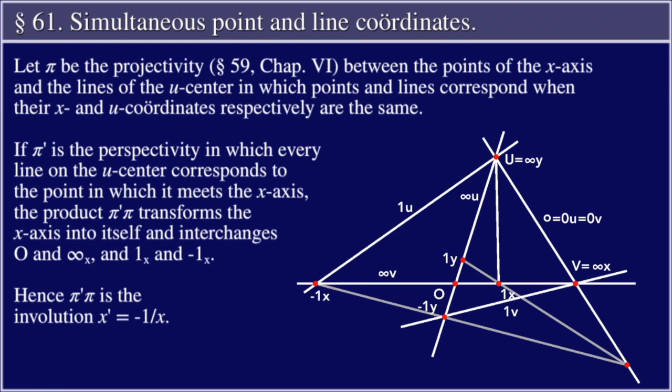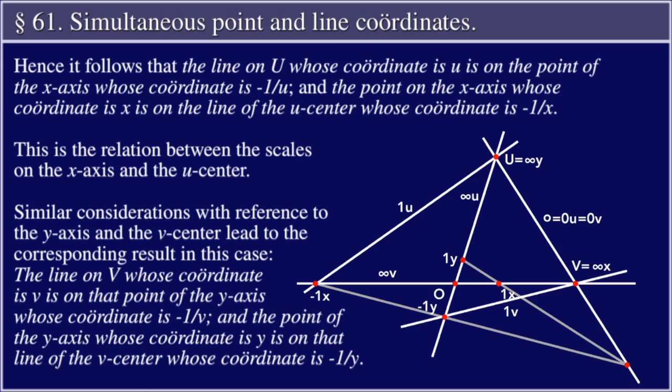Let pi be the projectivity, section 59, chapter 6, between the points of the x-axis and the lines of the U center, in which points and lines correspond when their x and u coordinates respectively are the same. If pi prime is the perspectivity in which every line on the U center corresponds to the point in which it meets the x-axis, the product pi prime pi transforms the x-axis into itself and interchanges O and infinity x and 1x and -1x. Hence, pi prime pi is the involution x prime equals -1 divided by x.